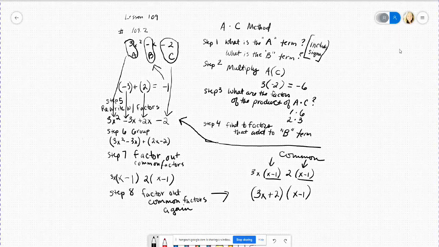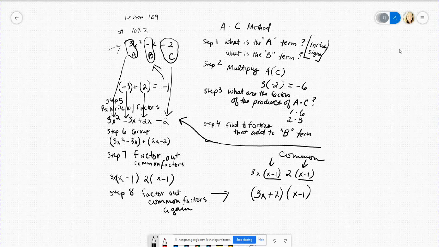All right, so this is called the AC method. And what that means is that we have three terms in these equations, okay? We have 3x squared minus x minus 2. So there are three terms. We have an A term, a B term, and a C term. So the A term, what's the coefficient there?